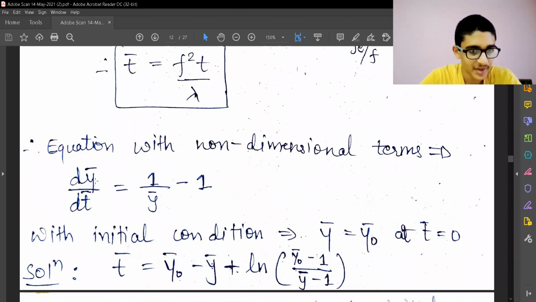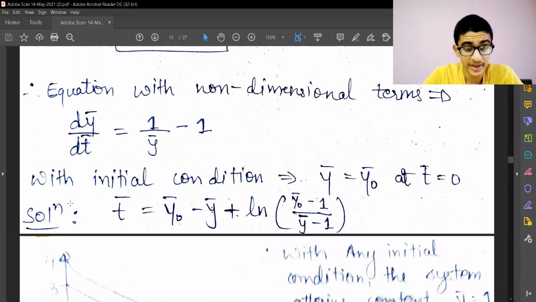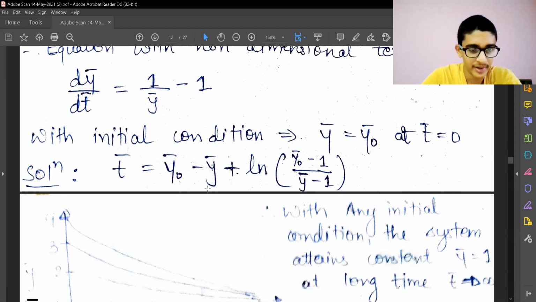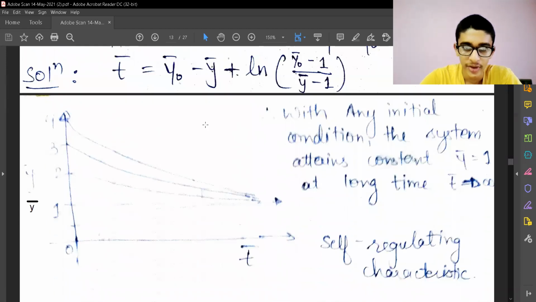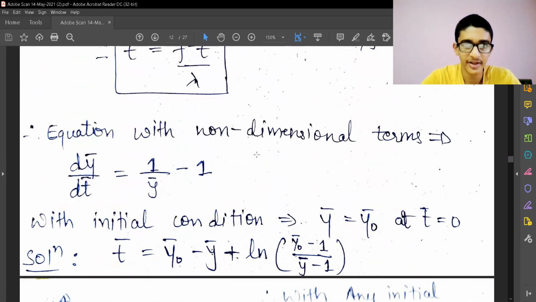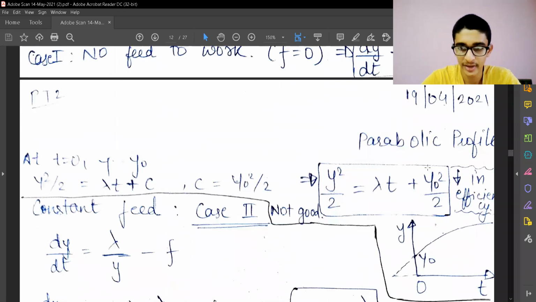So dy bar by dt bar is equal to 1 by y bar minus 1, with the initial condition that at t bar equal to 0, y bar is equal to y bar naught. The solution for this equation is t bar equal to y naught bar minus y bar plus ln of (y naught bar minus 1) upon (y bar minus 1). So this is a logarithmic term which is coming, and earlier it was not logarithmic, it was a square term.